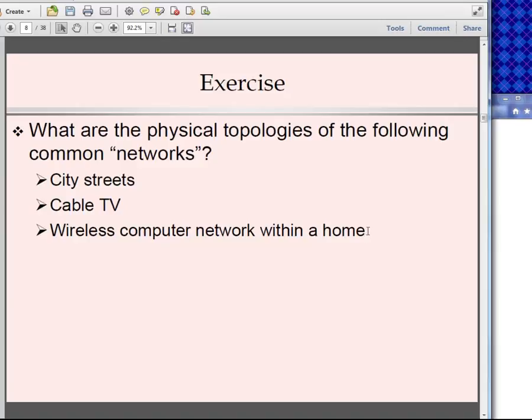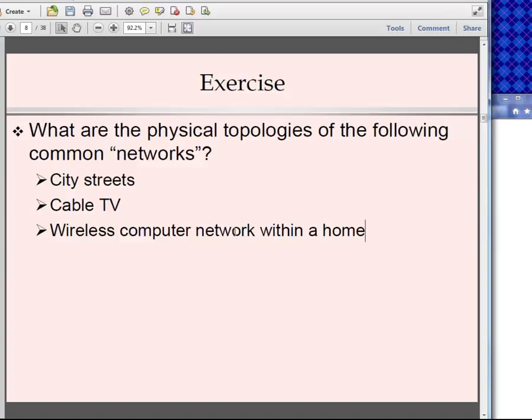Most wired networks are stars, but most wireless networks and some wired networks, such as cable TV networks, are buses. And therefore, viewed in the large, most networks are a combination of physical star and physical bus topology.